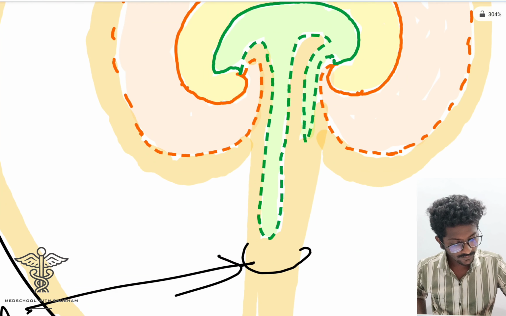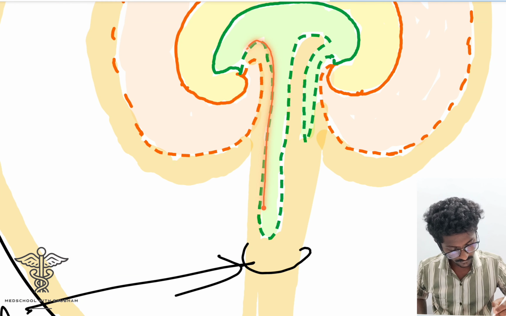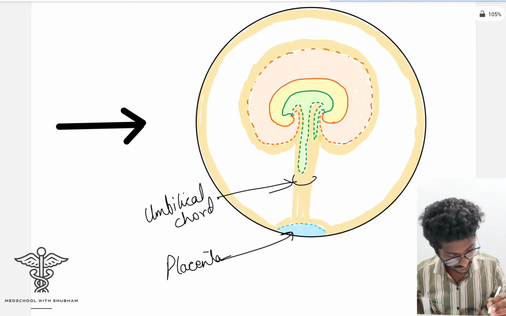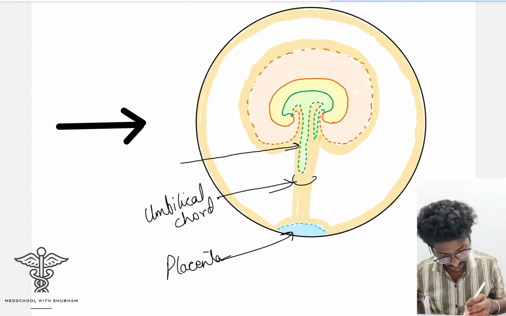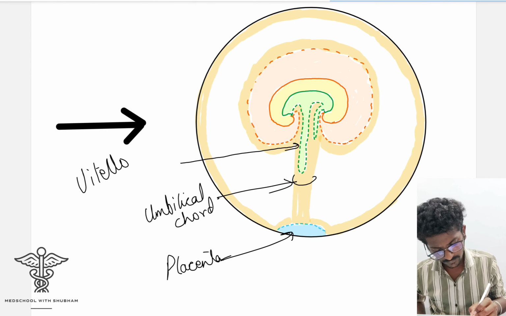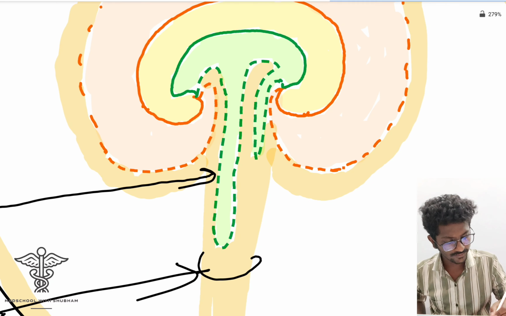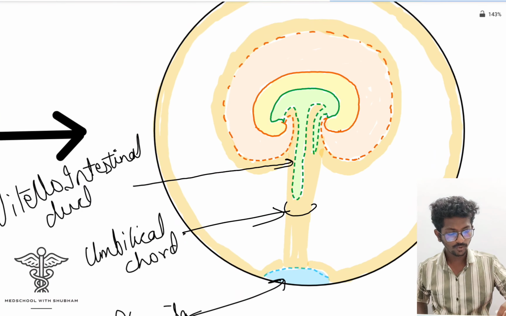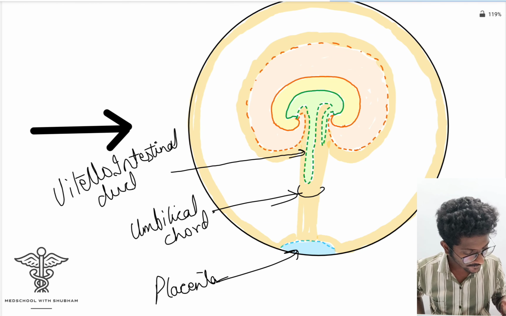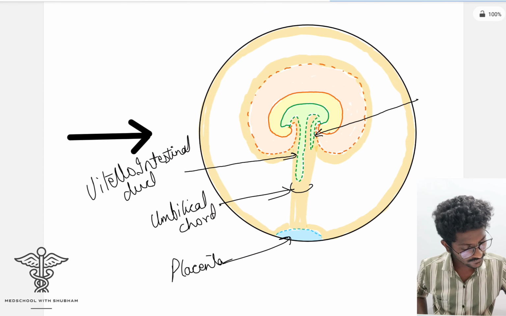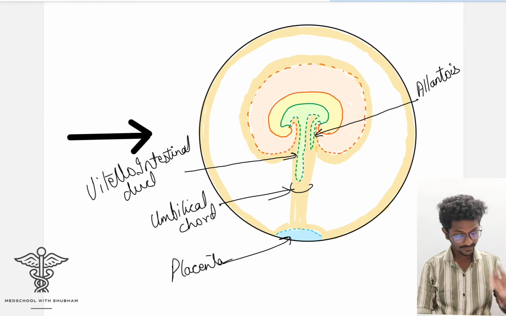And this long extension that you can see is called the vitello-intestinal duct. Let me name this also. This is the vitello-intestinal duct, and this small extension that you can see over here is called the allantois. So this is called the allantois. I hope this is clear to you.